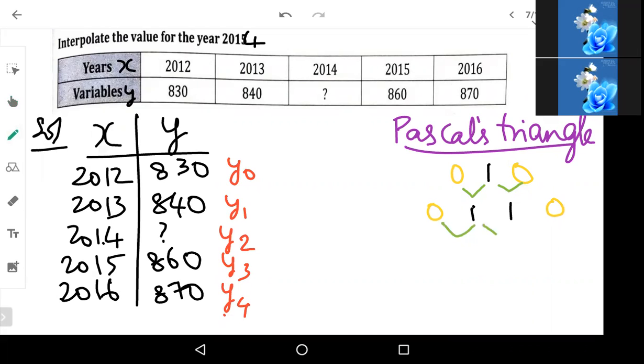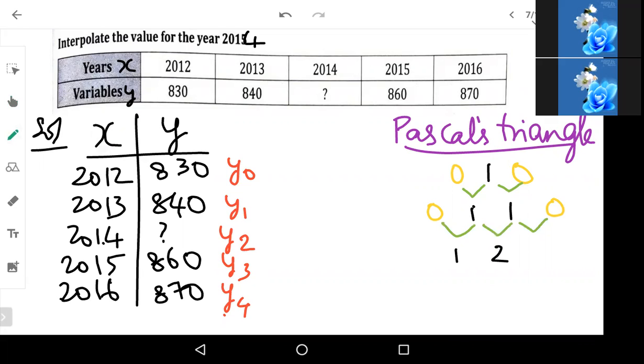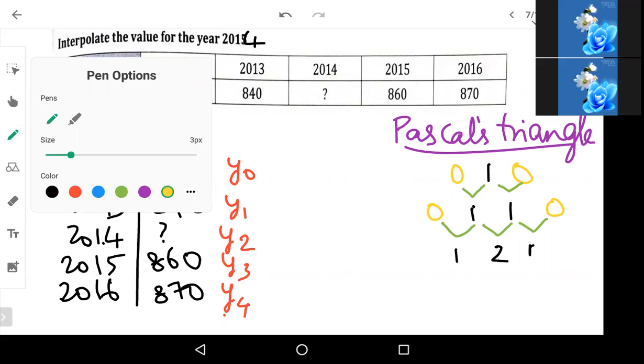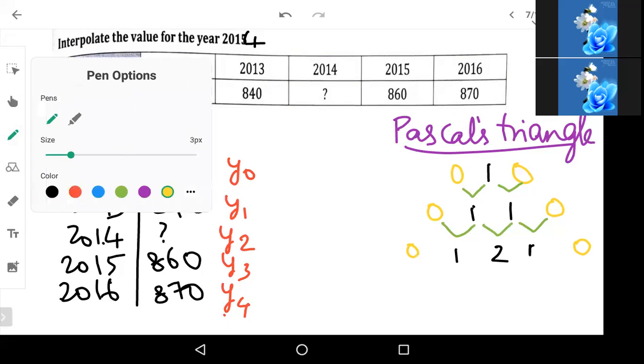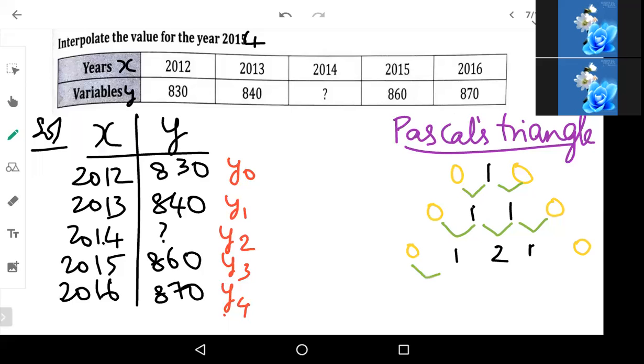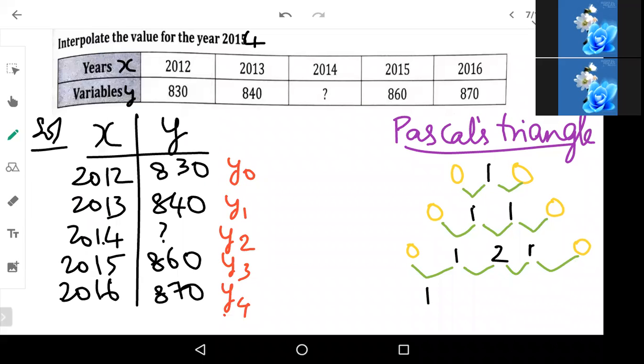Now next, add these numbers. What do we get? 0 plus 1 is 1. 1 plus 1 is 2. 1 plus 0 is 1. Now again, assume 2 zeros. Again, add the numbers. So 0 plus 1 is 1. 2 plus 1 is 3. 2 plus 1 is 3. 1 plus 0 is 1.